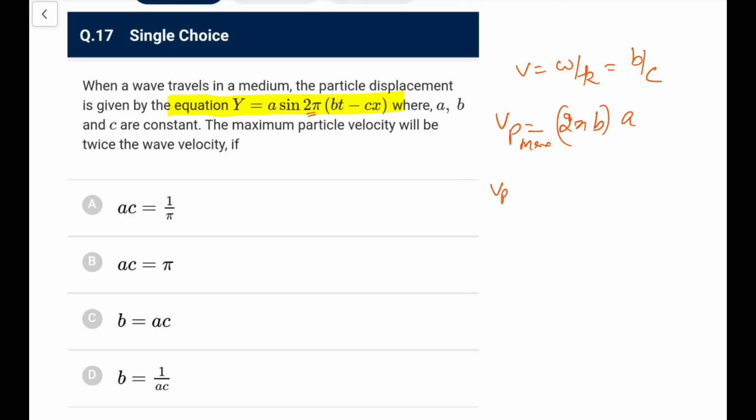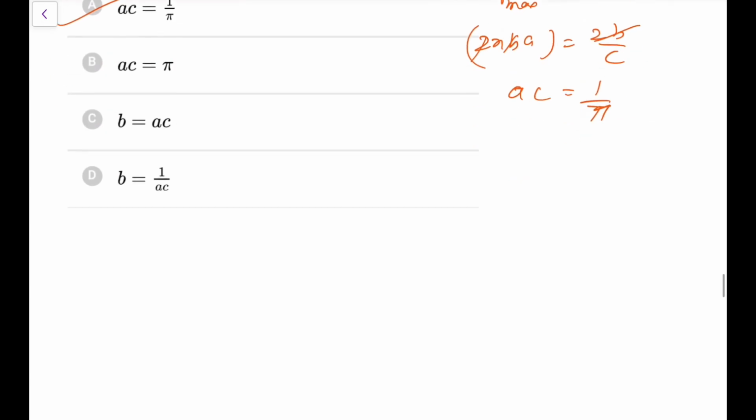And what we need is this Vp max to be 2v, that is 2 pi b a equal to twice of b by c. 2b goes. So what we have, AC is 1 by pi. So the first option is the answer. AC will be equal to 1 upon pi for this to happen.